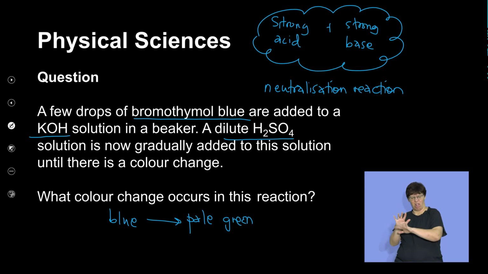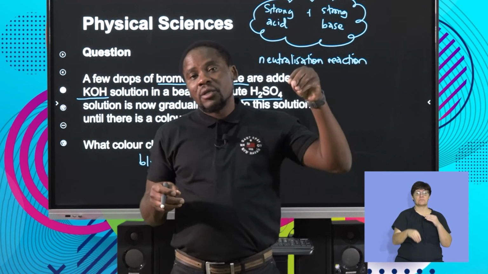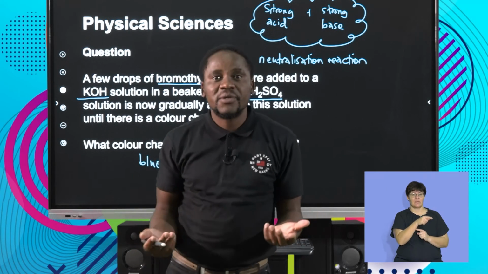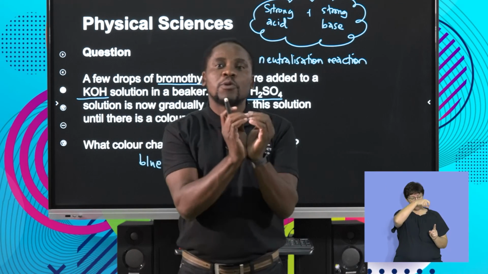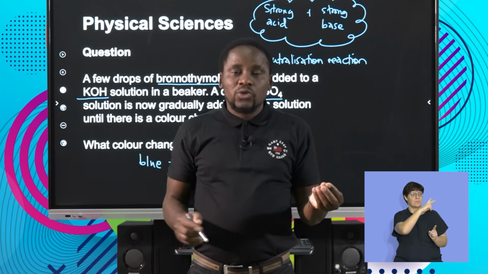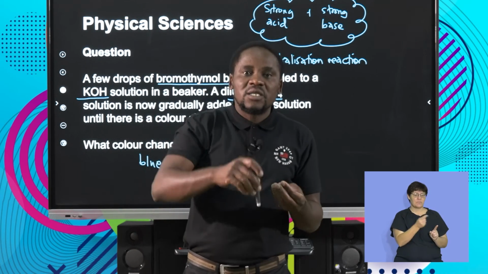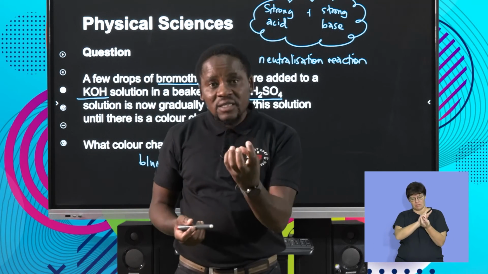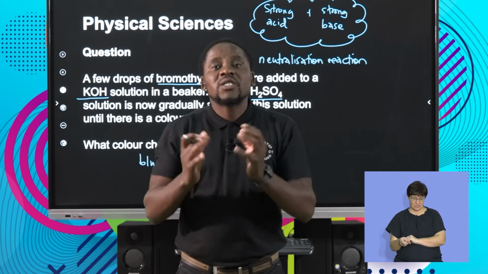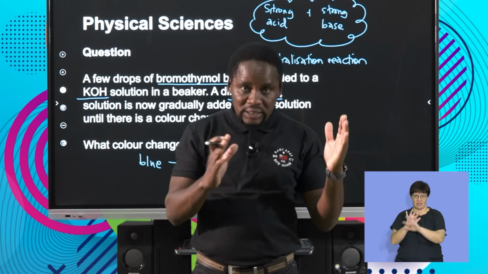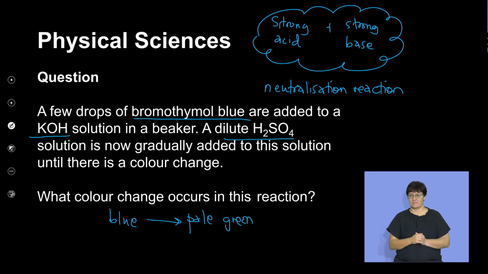We need to recognize that the few drops were initially added into the solution of potassium hydroxide. Then we ask ourselves, what's the color of bromothymol blue in the presence of a strong acid? It's blue in color. If we continue adding the acid, a neutralization reaction takes place. When the resulting solution becomes neutral, what's the color change? It's from blue to pale green, right? So that's how we arrived at that.